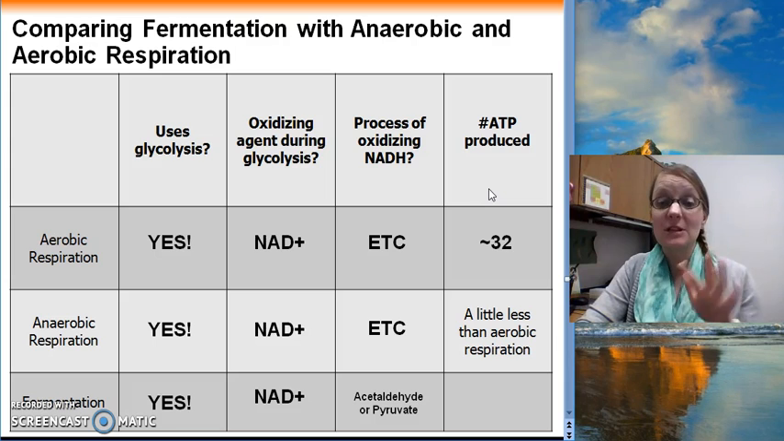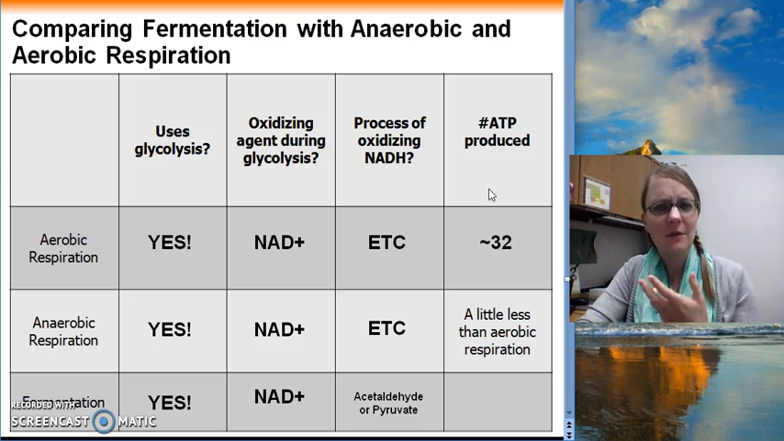For aerobic respiration, remember it's about 32 ATPs. For anaerobic respiration, it's a little bit less than what you have for aerobic respiration. And this makes sense if you think about it.